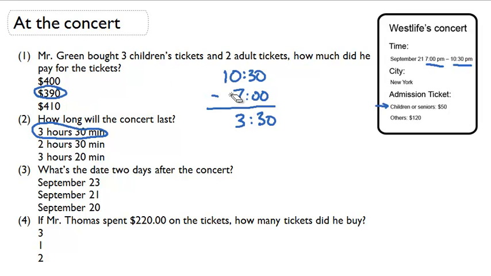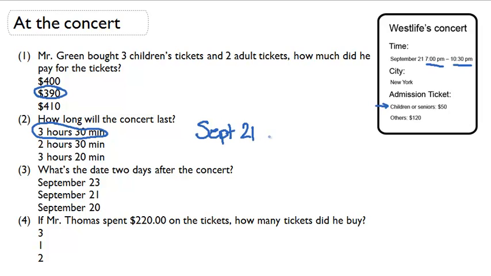What's the date 2 days after the concert? Well, this takes a skill that you should learn in the calendar section, but the date 2 days after the concert, we see that the current date is September 21st for the concert. So a day later will be the 22nd, and another day after that, 2 days later, will be the 23rd. So the answer will be here.